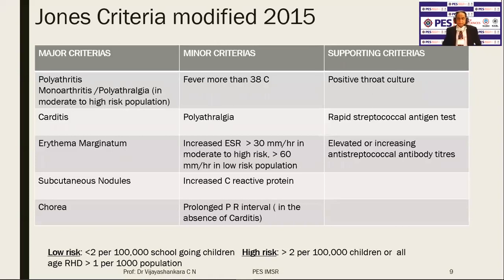Now, the clinical manifestations are so different from one another, it is very difficult to make a diagnosis of acute rheumatic fever based only on those clinical manifestations. So somewhere in 1947-48, early in the investigation for acute rheumatic fever, the Jones criteria was brought in, and it has been modified many times in the last few years. The latest one is the modified Jones criteria in 2015.